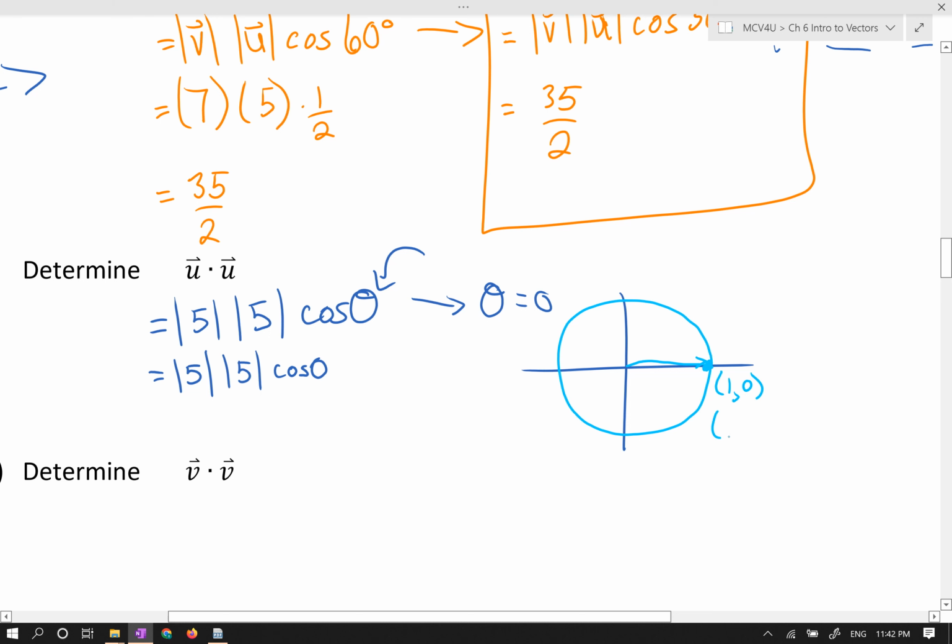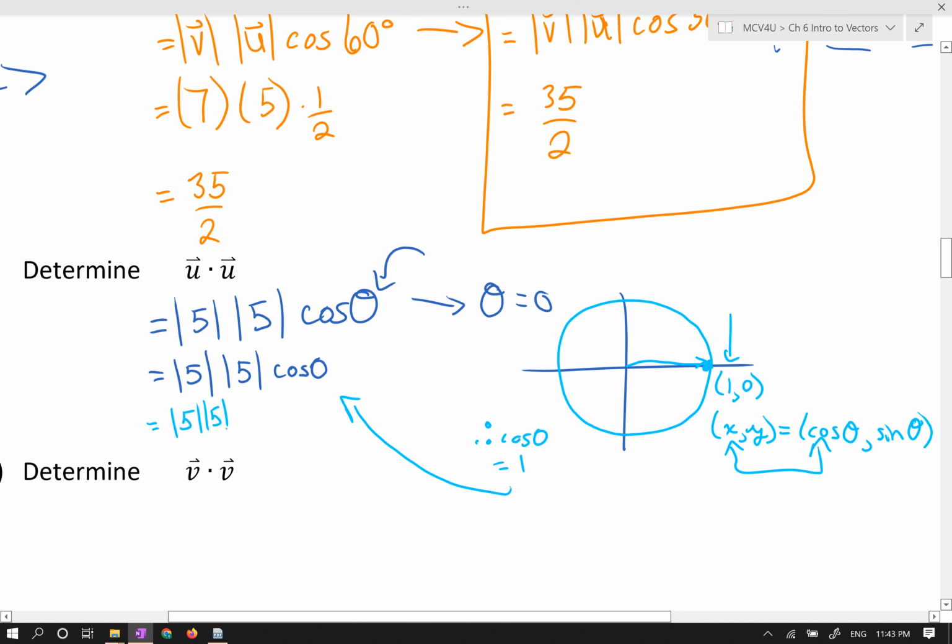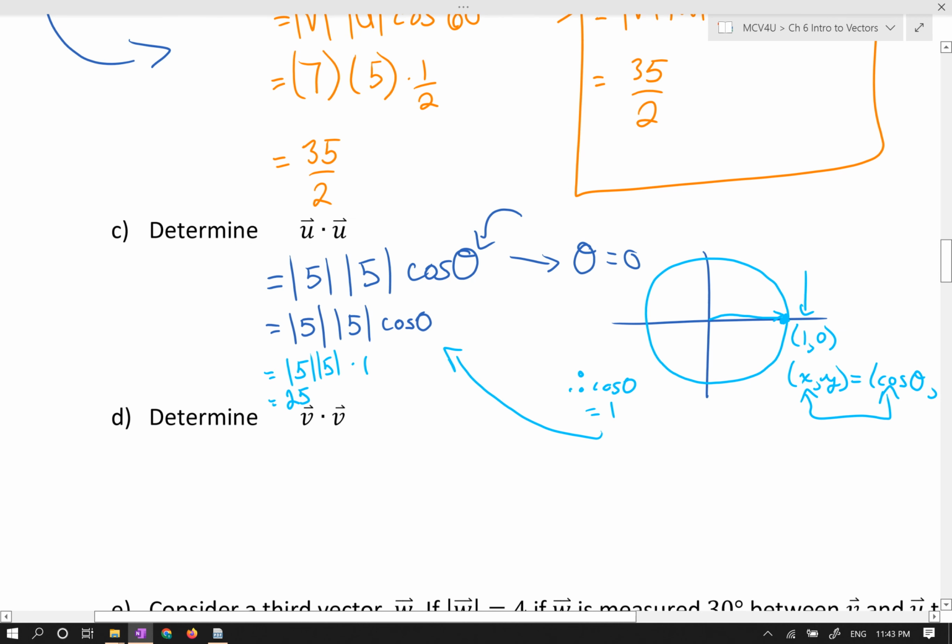Now I know in a unit circle, my coordinates x, y tell me the cosine of theta and the sine of theta. So since x tells me the cosine of theta, my x coordinate here is 1, so the cosine of 0 is equal to 1. And if the cosine of 0 is equal to 1, then I'm working over here with the absolute value of 5 times the absolute value of 5 times 1, which means I'm working with here 25. Well done, folks.